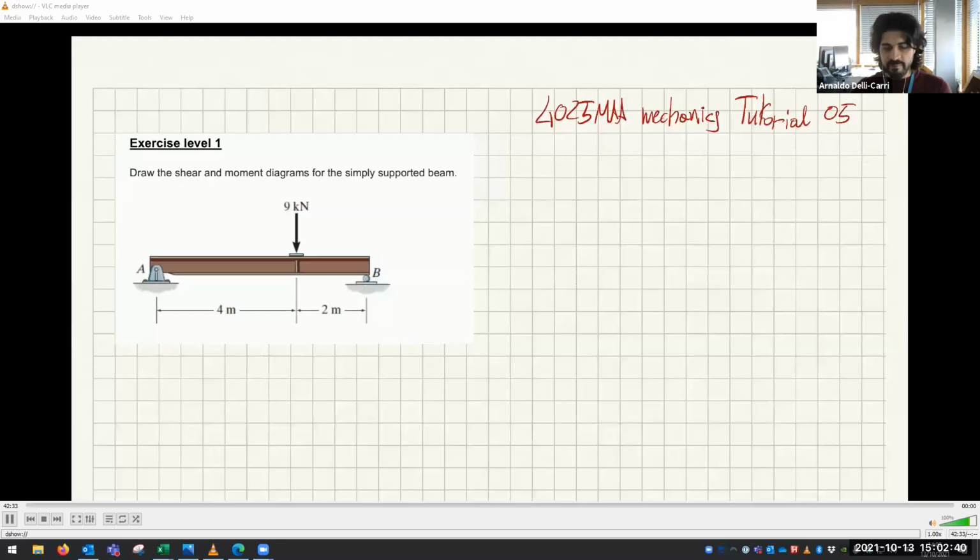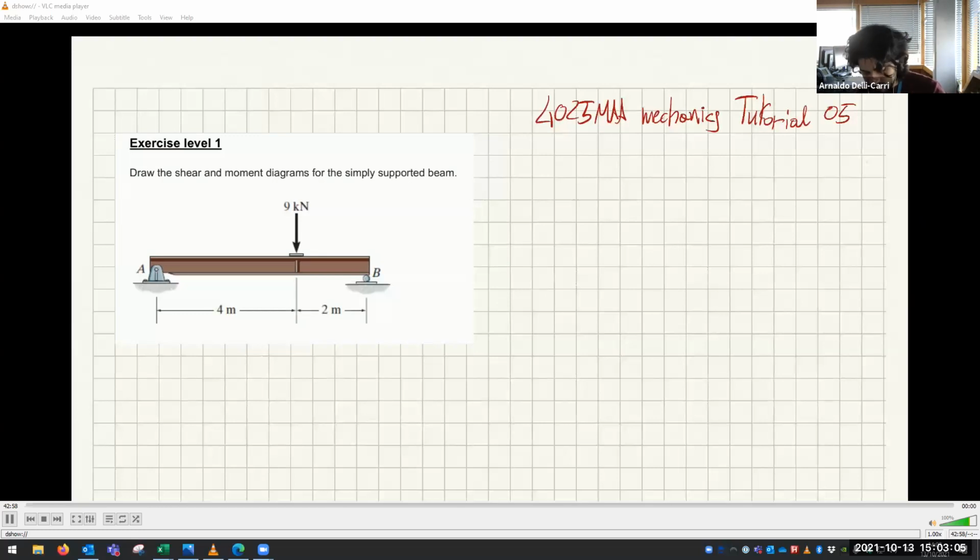All right, 4025 MEA mechanics, tutorial number 5. We are going to study the internal loads in this beam. So we have a beam here, which is constrained in A and B. We have a concentrated force of 9 kilonewton. We want to see what happens inside every point of this beam, because we want to draw the shear and moment diagrams for this simply supported beam.